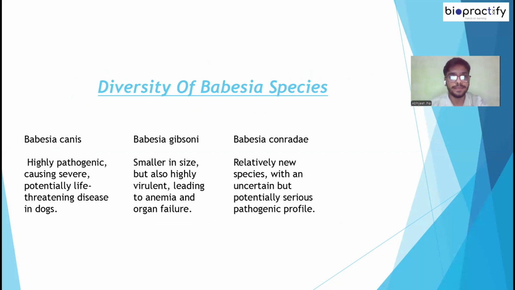Diversity of Babesia species. There are three types: Babesia canis, Babesia gibsoni, and Babesia conradi. First one is Babesia canis, highly pathogenic, causing severe, potentially life-threatening disease in dogs. And Babesia gibsoni, smaller in size but also highly virulent, leading to anemia and organ failure. And third one is Babesia conradi, a relatively new species with an uncertain but potentially serious pathogenic profile.